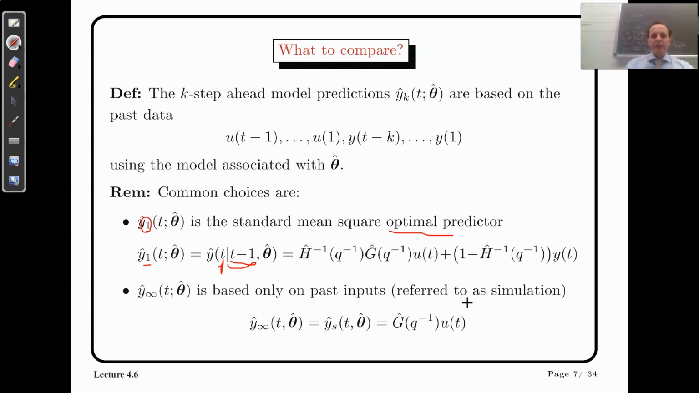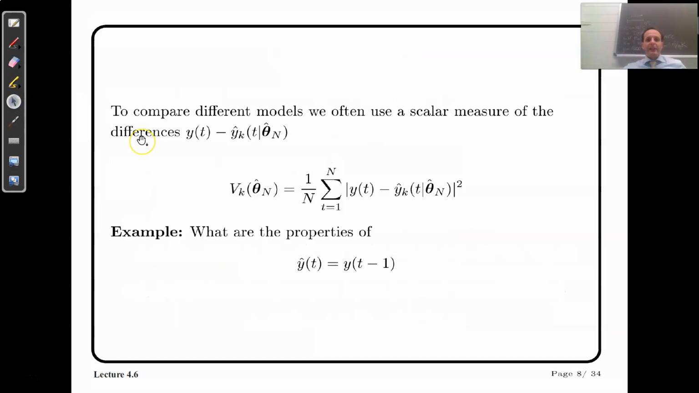Another output that you can compare, as we said before, is called the simulation. Simulation means that you are considering the deterministic part of the model. So you have the simulated output that we saw before, using only the deterministic part of your system. So this is another option among a number of indices that you can consider.